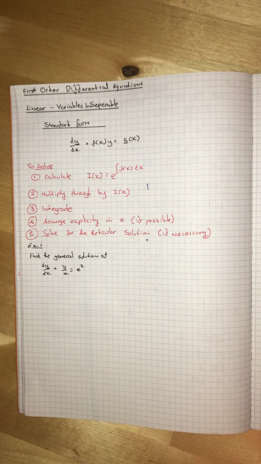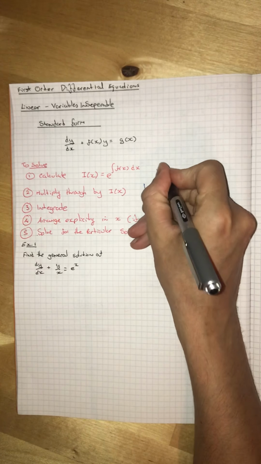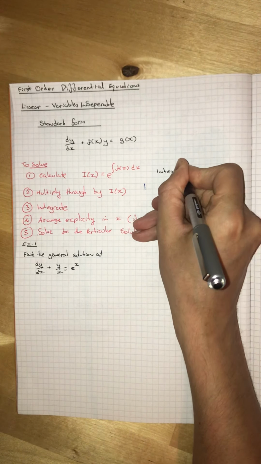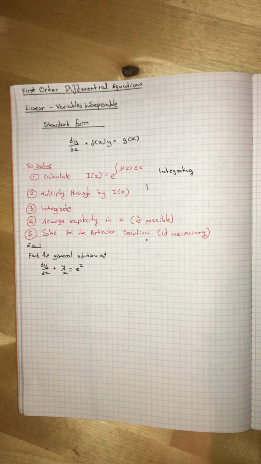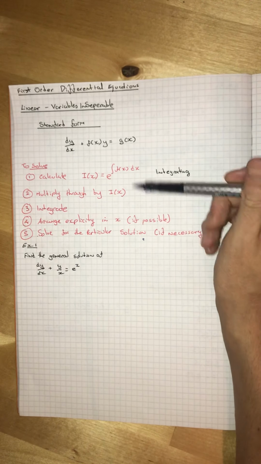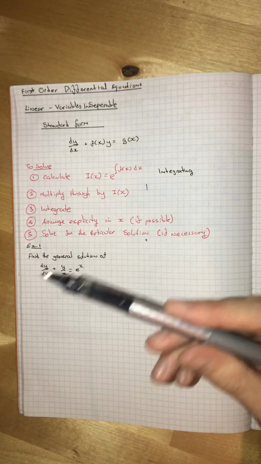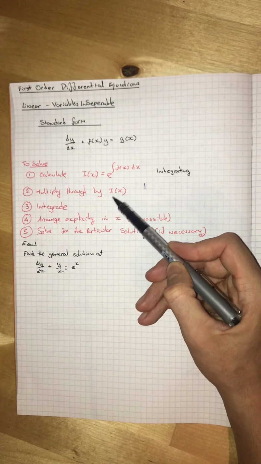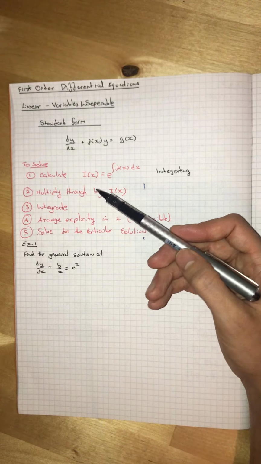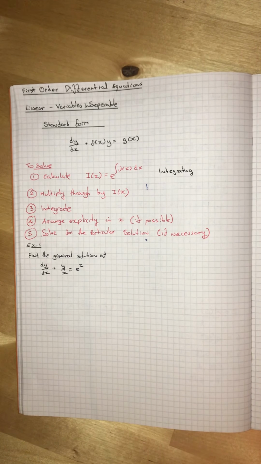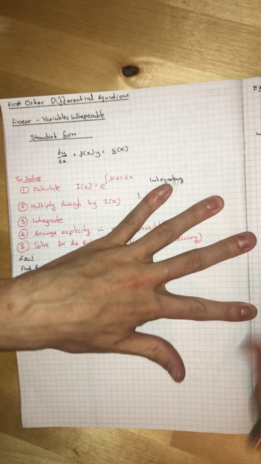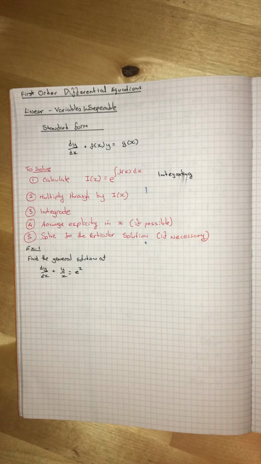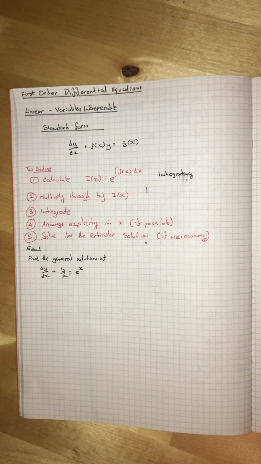And we are not able to separate the variables, and so we need to do something different in order to solve them. And the way we do that is we calculate the integrating factor, I of x, where the integrating factor is e to the integral of whatever the function multiplying y is. And what that will do is then if we multiply through by whatever the integrating factor is, it creates a situation which allows us to integrate the left-hand side very, very easily. And I'll explain why that happens in a bit. And then, as with the other differential equations, arrange explicitly in x if possible, and then solve for a particular solution if we need to.